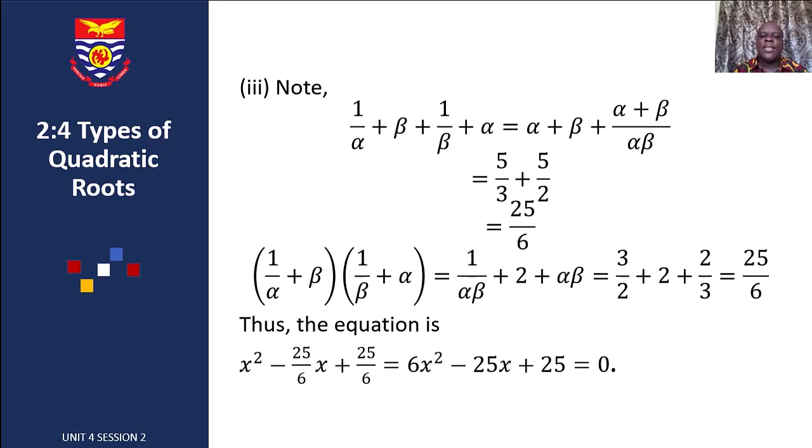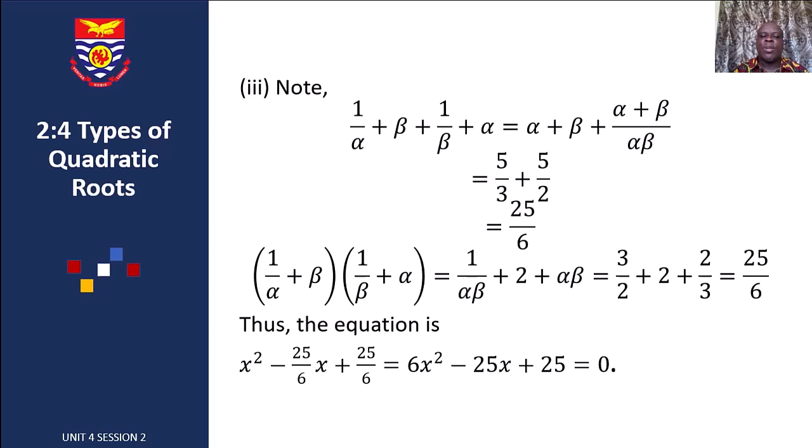We expand to get 1 over alpha beta plus 2 plus alpha beta. We put the values in place. 1 over alpha beta becomes 3 over 2 because alpha beta is 2 over 3. So the reciprocal becomes 3 over 2. Then plus 2, and then plus 2 over 3, which gives us 25 out of 6.